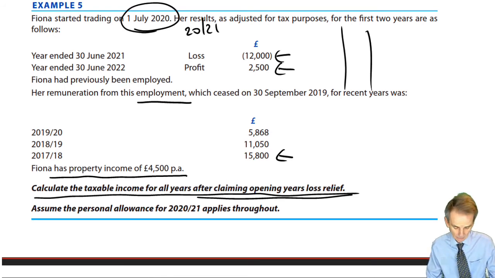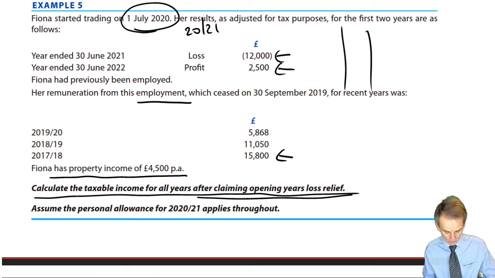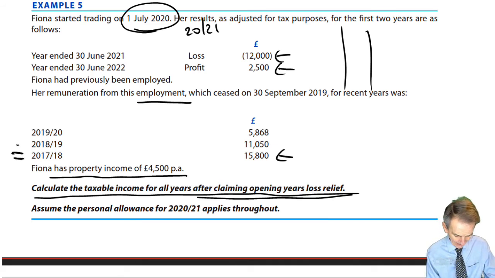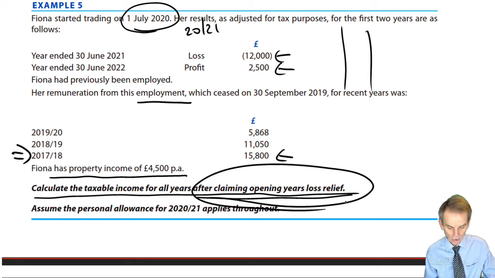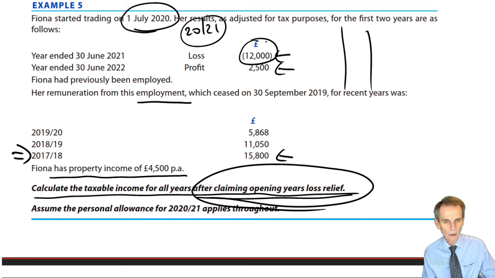Okay, looking back therefore to example 5, how did we approach it? We knew that we're going to have to go back as far as 17-18 to show the opening year's loss relief specifically being claimed here, because we apply on a FIFO basis. Our first tax year was 2021. Clearly, some of that loss falls into that basis period, and therefore 2021 back 3 years is 17-18.